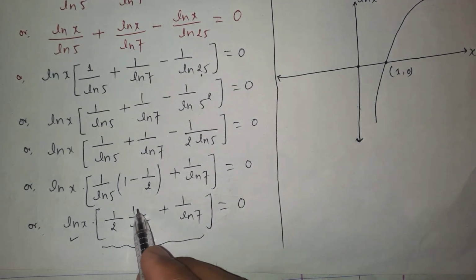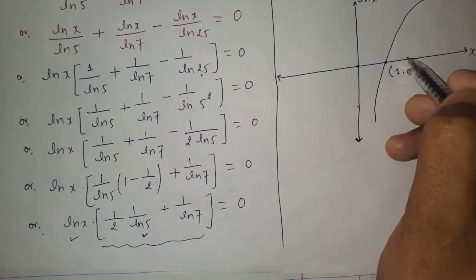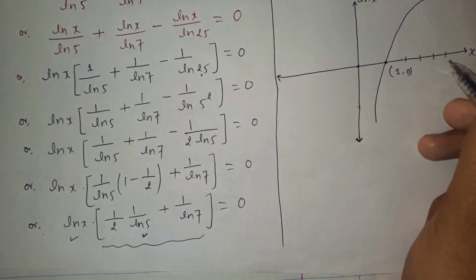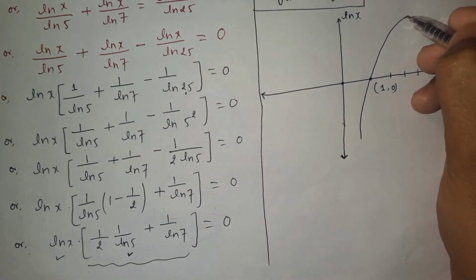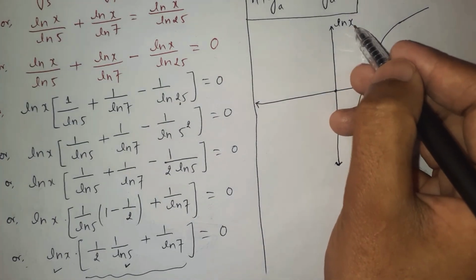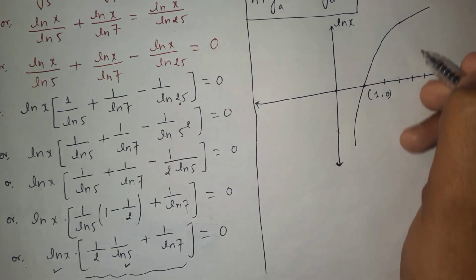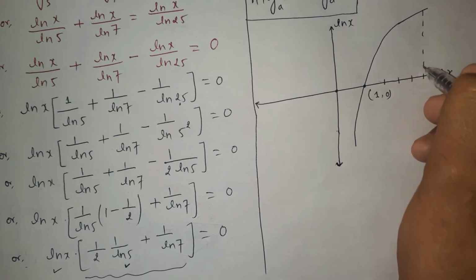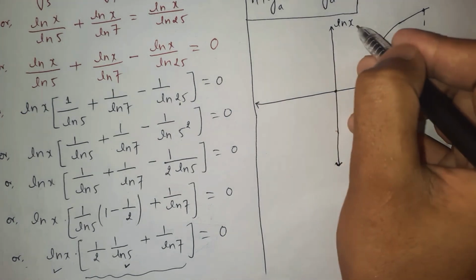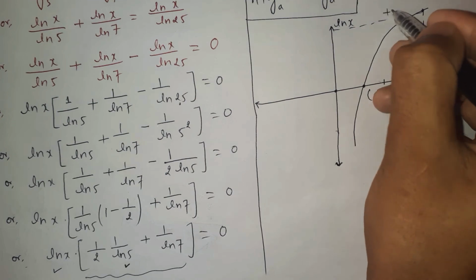And here we can easily observe that for the value of ln of 5, here is 1, let me write here this is 2, this is 3, this is 4, this is 5, and so on. Here the value of ln of 5, this means when the value of x is 5, then the corresponding value of the logarithm function will be positive.